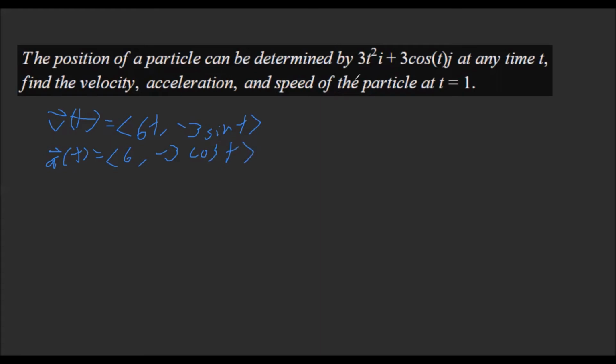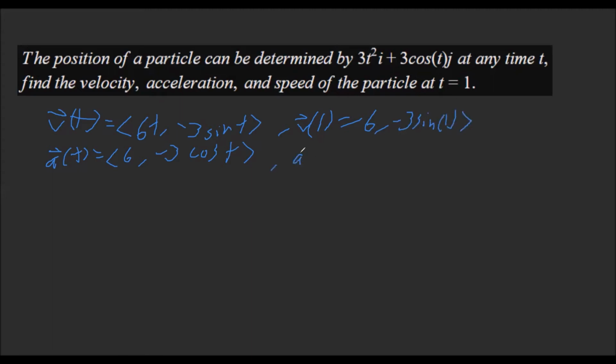Okay, let's try to find the velocity at t equals 1. This is pretty simple. We just plug in 1 for t, so we end up with 6 minus 3 sine 1. I'm not going to pull out a calculator. This is fine for now.